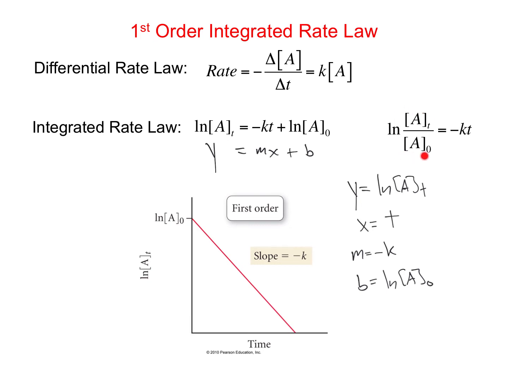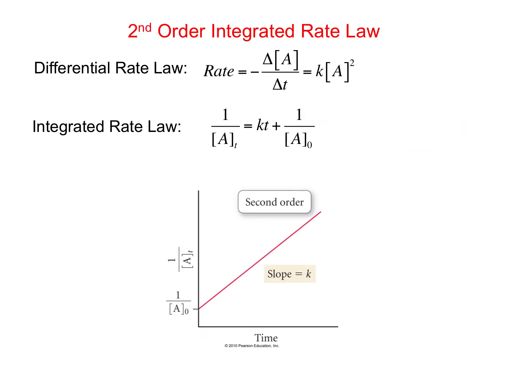And then what we have over here is just another way to write the first order integrated rate law. Okay, if we have a second order reaction, in which case the differential rate law would be given here, rate is equal to k times A to the second power, so it's second order. This is the form that the integrated rate law would take for a second order reaction. And again, we've chosen to write this in the form of y is equal to mx plus b.